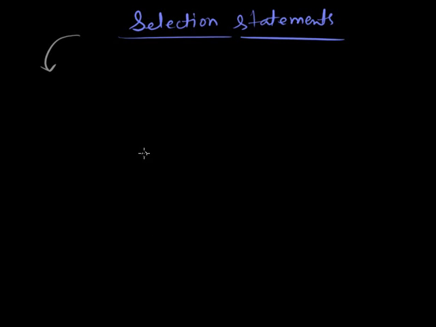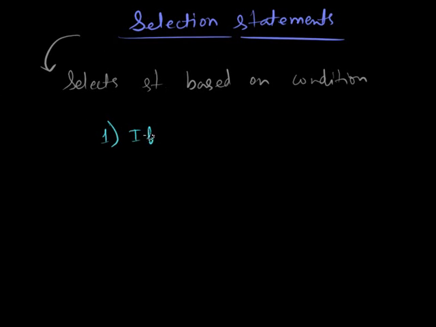Okay, now let us move on to selection statements. If you pay attention to the word selection, it means selection of some statements based on some condition. So it selects statements based on condition. Now you have two selection statements available in the C language. The one is the if-else construct. If this, else that. And another is switch.